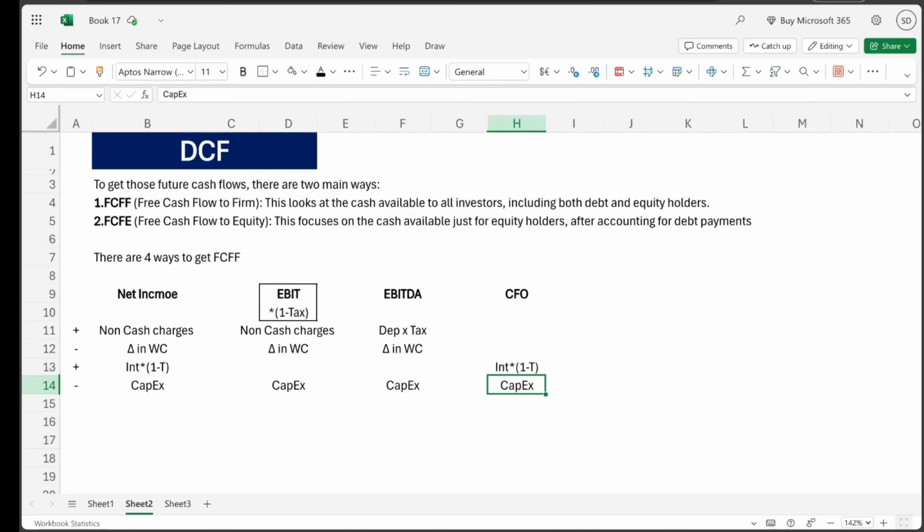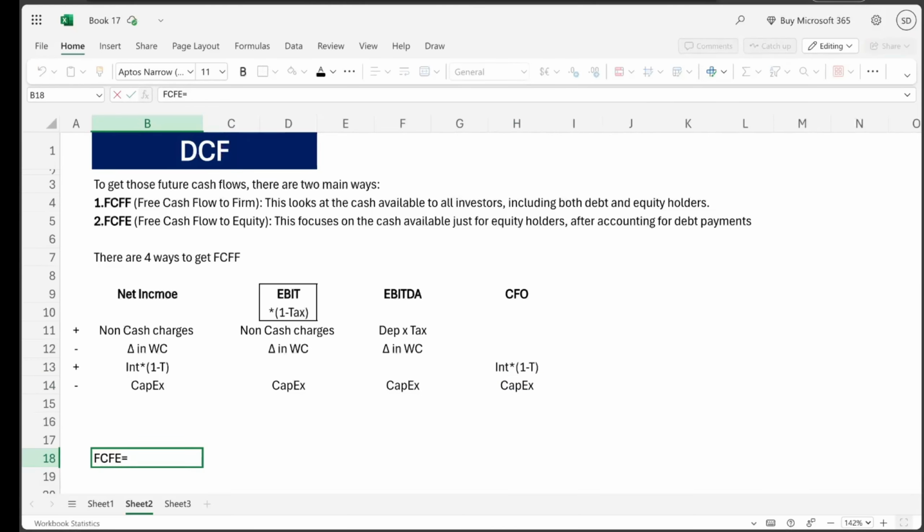These are the four ways to get your free cash flows. Now let's learn how to get free cash flow to equity from free cash flow to firm. To get FCFE from FCFF, we just have to do this: FCFF minus interest into 1 minus tax, minus principal repayment.